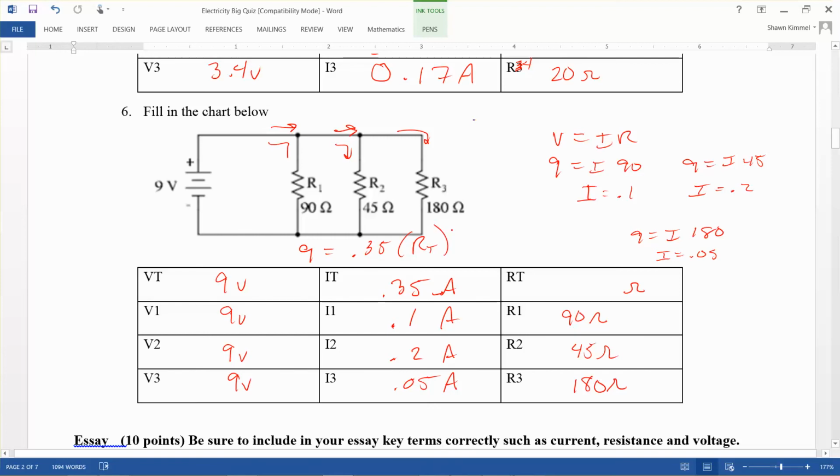So I'm going to divide by 0.35. My apologies to all of you. 9 divided by 0.35. Something didn't seem right as I was doing it. And we get a total resistance of 25.7 ohms.